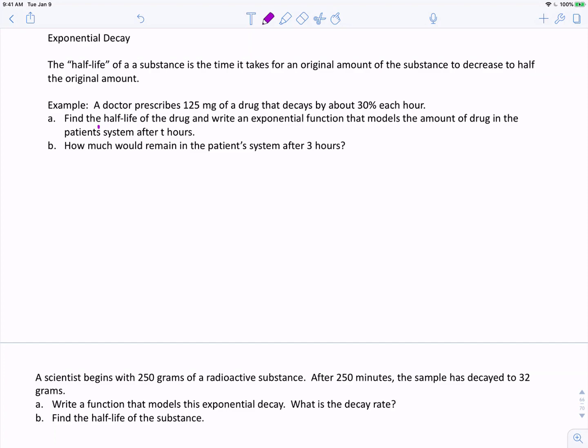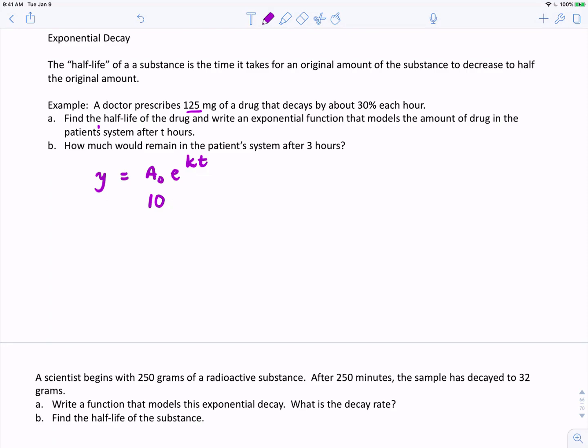All right, so here's our model. y is equal to a sub 0, e to the kt. Find the half-life of the drug. So remember, just like when we did the doubling, it really doesn't matter what we start with. I could start with 125, but if I divide that by 2, it's going to be a decimal. So why don't I start with something friendlier? Why don't we say we start with 10 milligrams in the patient's bloodstream?